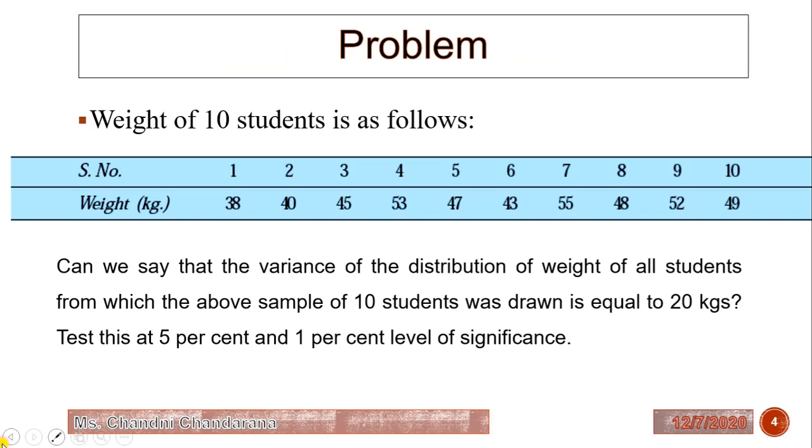Now the next is a problem. Now we will see the problem. So here is the problem. The weights of 10 students are given over here. This is the serial number of the student and this is the weight of the student in kg.